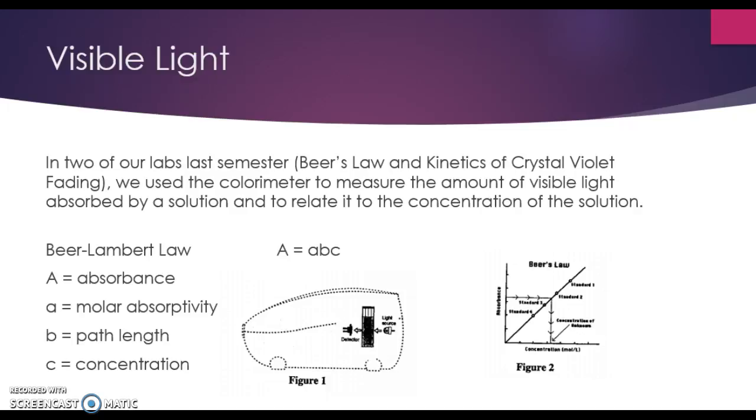The Beer-Lambert law formula, as well as the definition of each of the variables, is on your formula chart. Essentially, the absorbance that is measured by the colorimeter is proportional to the concentration, and therefore we can make a graph of concentration on the x-axis and absorbance on the y-axis and see that relationship for a particular colored solution.